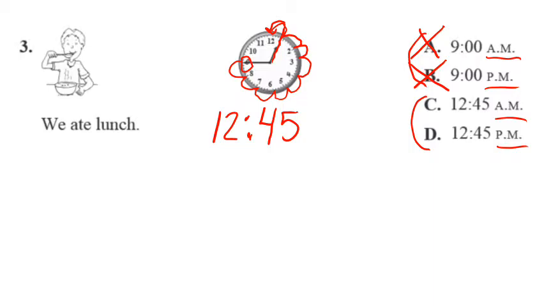I know that 12:45 a.m. happens in the middle of the night. 12 o'clock is midnight. So I know that you're not going to eat lunch in the middle of the night at midnight. I'm sleeping in my bed. Therefore, 12:45 p.m. is the correct choice. 12 o'clock is noon, so that changes to p.m. We need to know that that is during the daytime. That is at noon. So 12:45 p.m. is the correct choice.